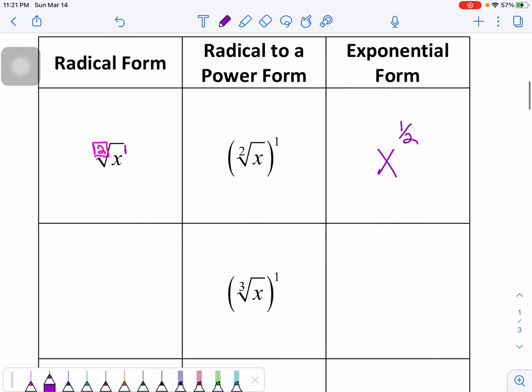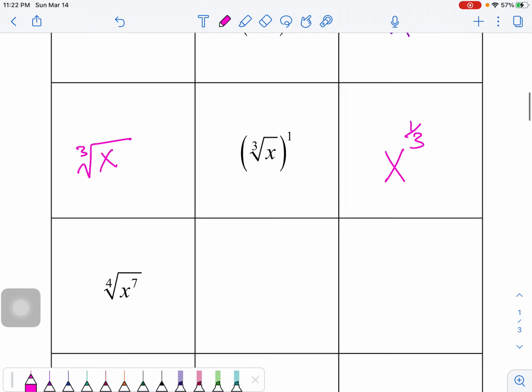Okay, so if we keep going down this list, we've got the radical to a power form here, which is the cube root of x to the first. So in radical form, I could just write this as the cube root of x. That's all I need to do. And in exponential form, this would be x to the 1/3 power. So power of 1, root of 3. I'm going to keep going.